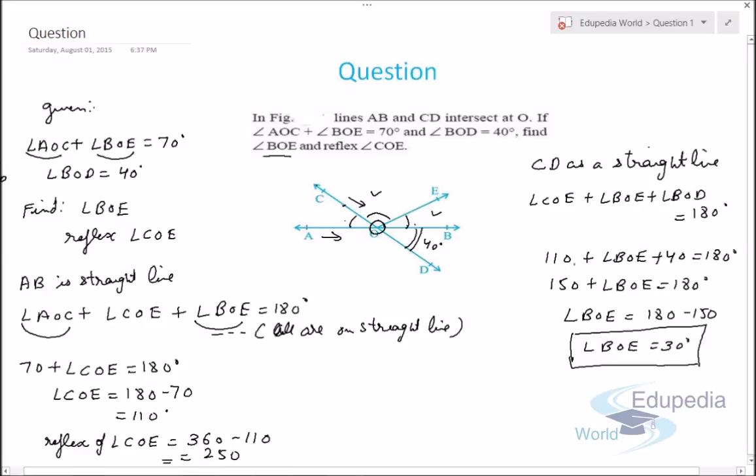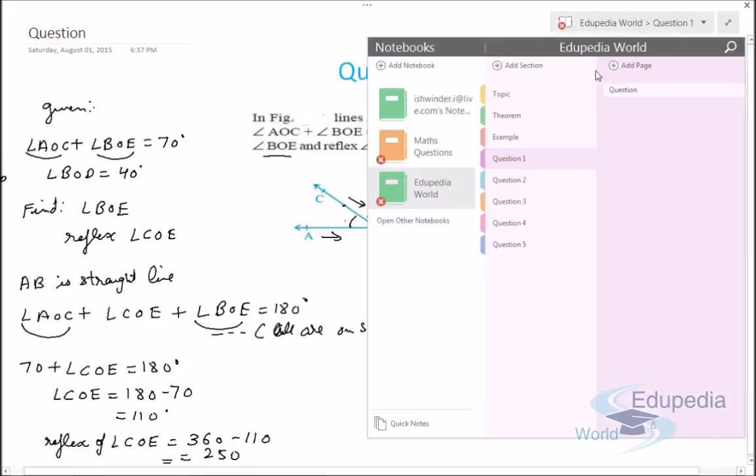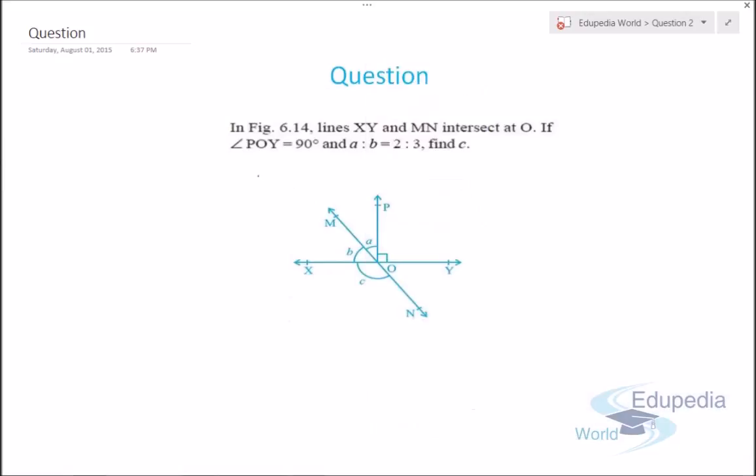So this is how we can use the concept of linear pair and some other concepts of angles to solve these types of questions. So let's move on to the next question, question number 2.